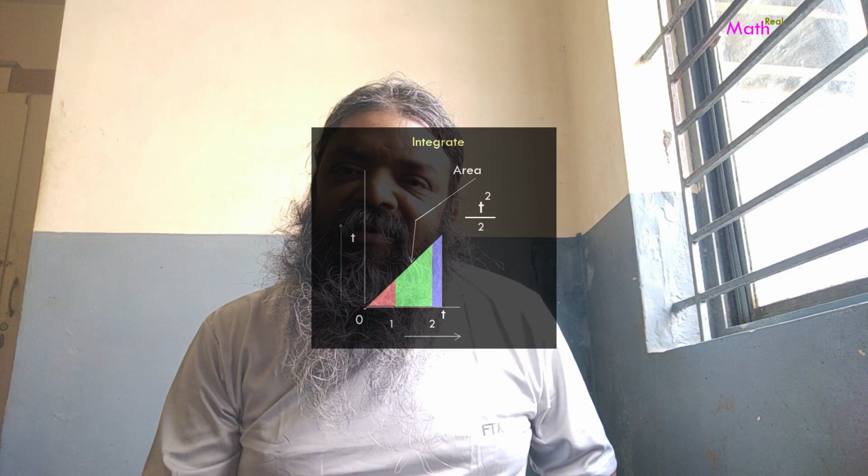Now it becomes a triangle. Day 0 means 0, then 1, 2, 3. It keeps on growing, it's a slope, and it becomes a triangle. So at the end of T days, the total collection is the area of the triangle. That is T square by 2. So that is the area of the triangle.